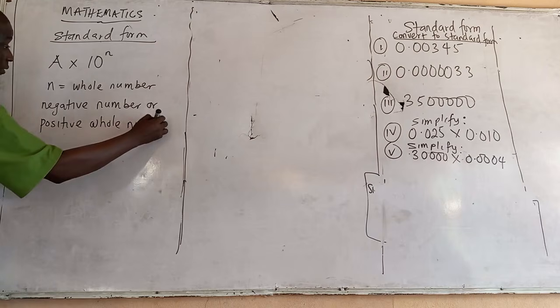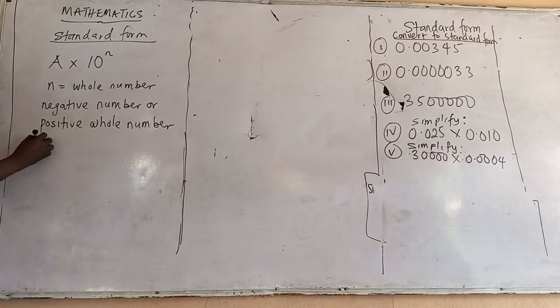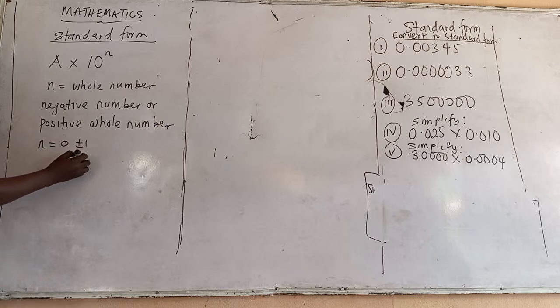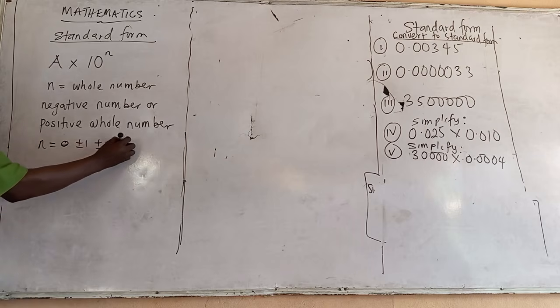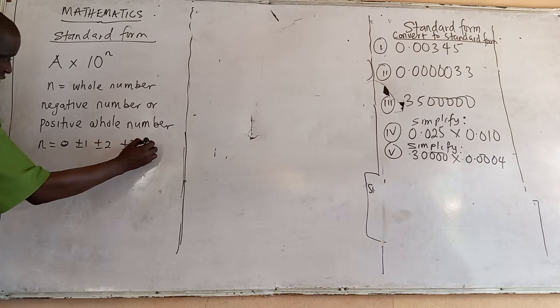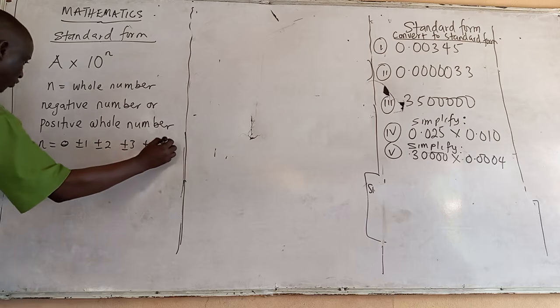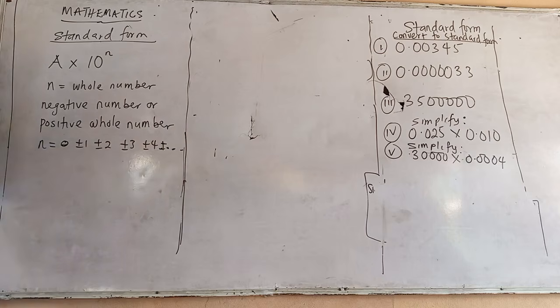Please, I need your attention. Now, that means N can be 0, plus or minus 1, plus or minus 2, plus or minus 3, plus or minus 4, and so forth. Now, when will it be minus? When you are moving to the right hand side. When you are moving to the right. What do I mean by that?